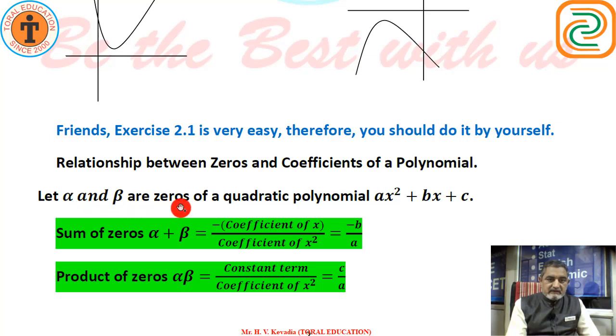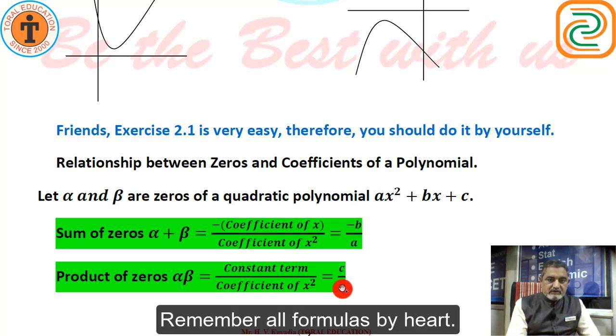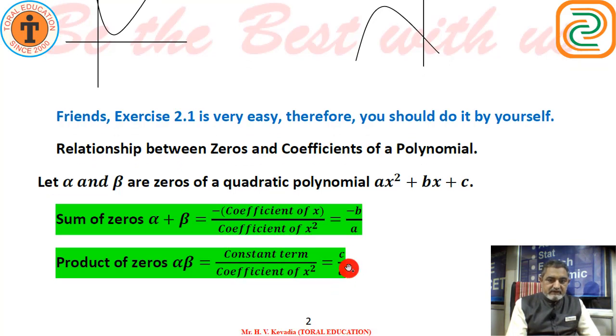Let alpha and beta be zeros of a quadratic polynomial ax square plus bx plus c. Then the sum of zeros, alpha plus beta, equals minus the coefficient of x upon the coefficient of x square, that is minus b upon a. Similarly, the product of zeros, alpha into beta, is the constant term upon the coefficient of x square, that is c upon a.